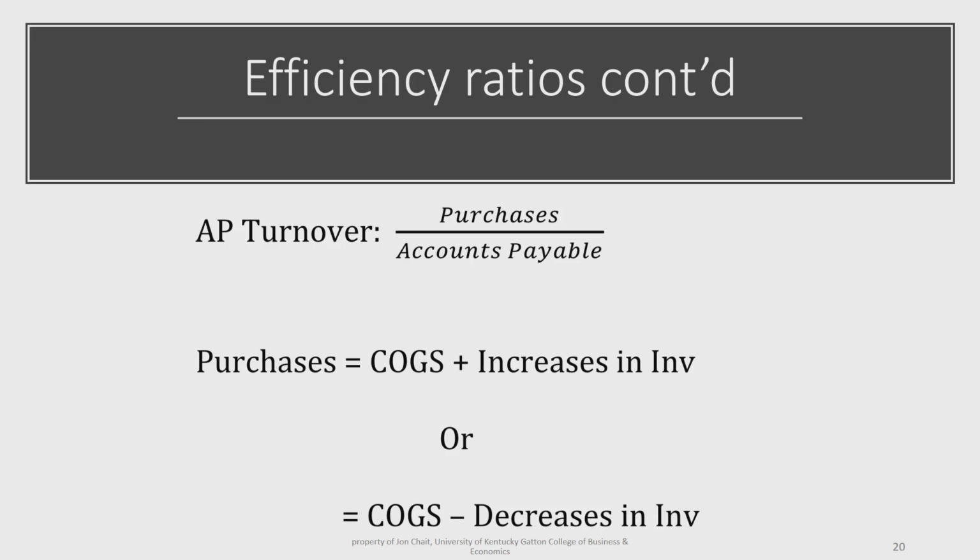And once we have the purchases, we divide by the accounts payable. We take the accounts payable as, again, the ending balance off the balance sheet. That gives us the turnover. And if we wanted to go to days, remember days is just going to equal 365 divided by the accounts payable turnover.